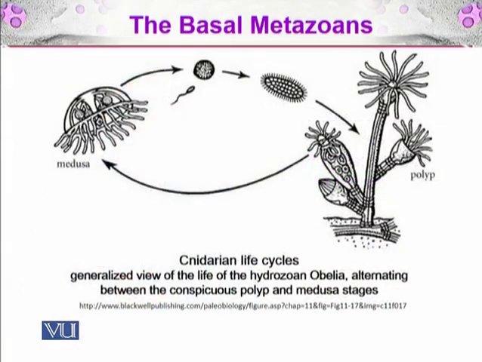Here you can see the cnidarian life cycle. It is the generalized view of the life cycle of the hydrozoan Obelia, alternating between the conspicuous polyp and Medusa stages. Obelia is a hydrozoan. Hydrozoa is a further division of the cnidarians. And here you can see the polyps. Polyps are, crudely speaking, plant-like structures on the right side, labeled as polyp, and you can see the tentacles coming out of it.